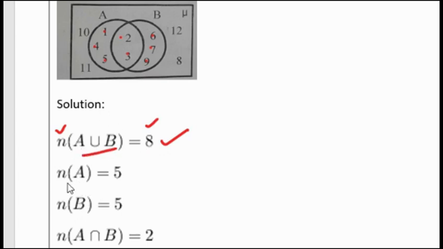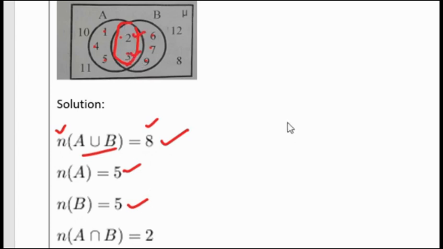And n of A, meaning number of elements in A, is 5. 1, 2, 3, 4, 5. So there are 5 elements in A and there are 5 elements in B. N of A intersection B is 2, because this is the common area of A and B. So this area is called N of A intersection B. So how many elements are there in A intersection B, students?